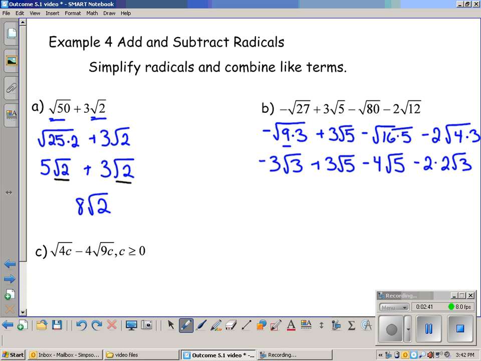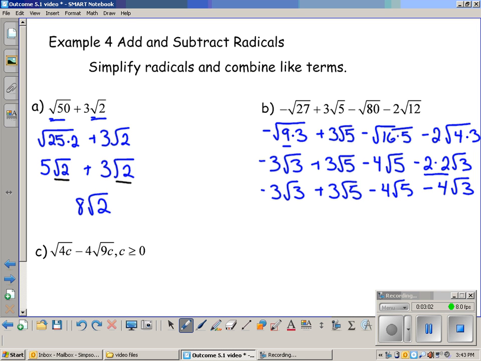One more little step to do some simplifying in here. These first ones all stay exactly the same. They are as simple as we can get them. However, this last one, we have 2 times 2 out front, so let's rewrite that as take away 4 root 3. We are now looking for like terms.